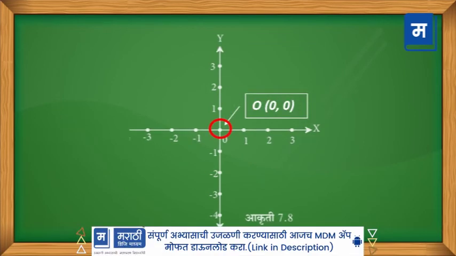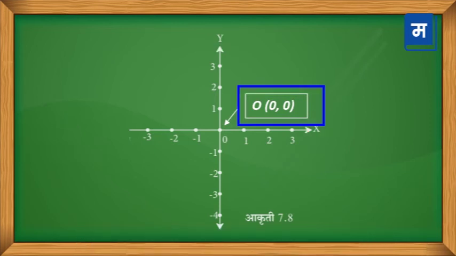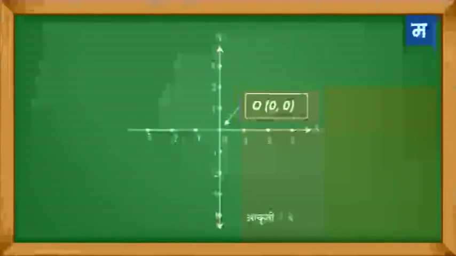Now that point O is the starting point on both the axes, its distance from both x and y axis is 0. So O has coordinates (0, 0). It is called as the origin. Now if you are given the coordinates of a point, then you can decide the quadrant in which the point lies and plot it according to its x coordinate and y coordinate.